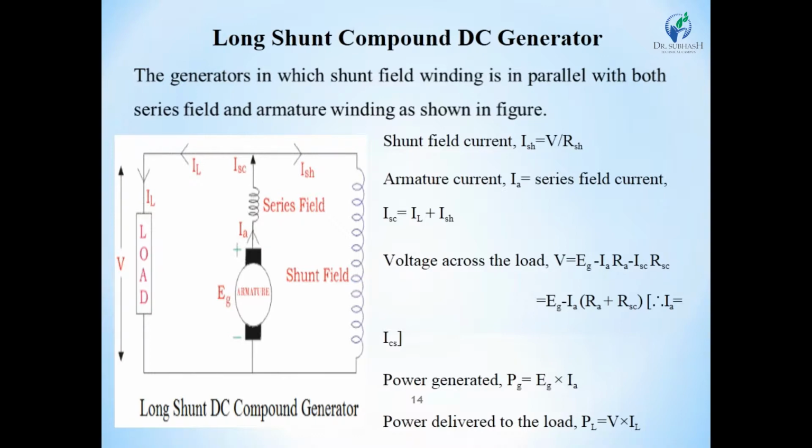We write the voltage equation for this long shunt compound generator. E is equal to Vt plus Ia into Ra plus Ia into Rs plus V brushes, where Rs is the resistance of the series field winding. But here we know that Ia is equal to Is. So we can write that E is equal to Vt plus Ia into (Ra plus Rs) plus V brushes.